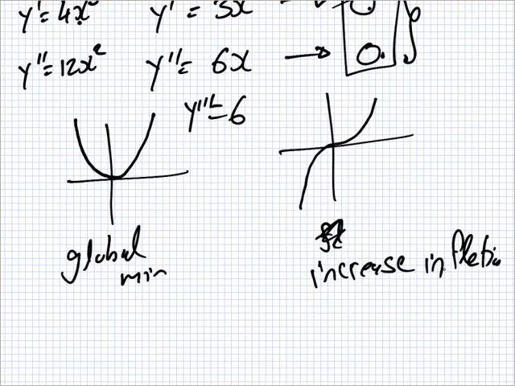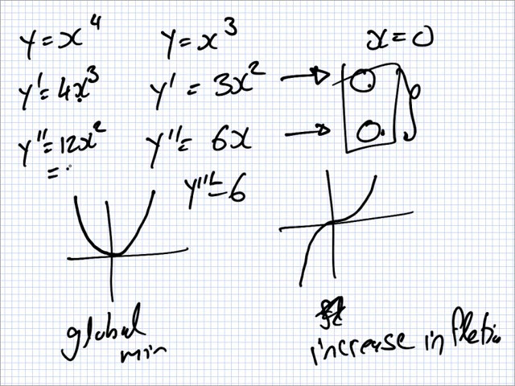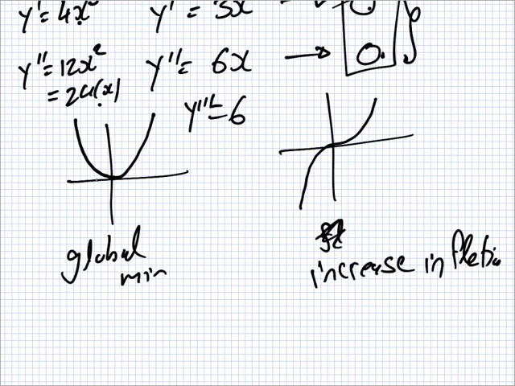Alright, here what's the third derivative? 24x, and when x is 0? 0. So I can't use the third derivative. It continues forever. Yeah, so this is what I'm saying.